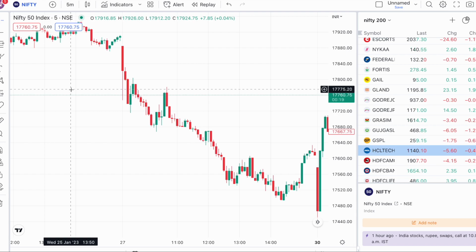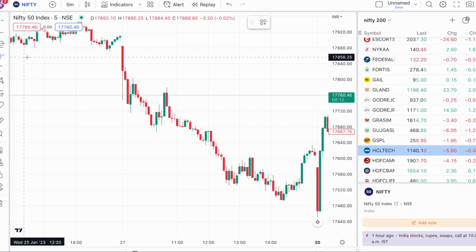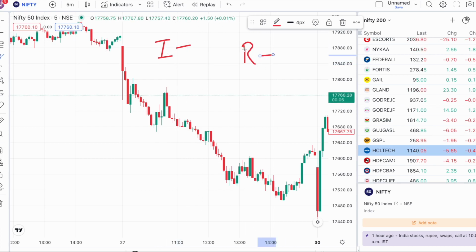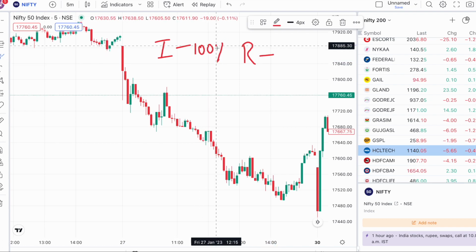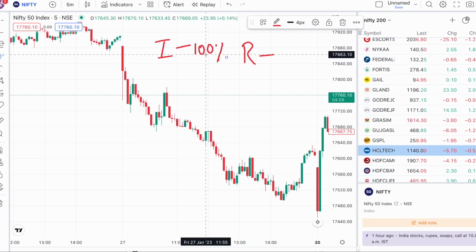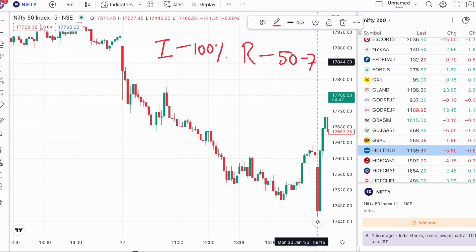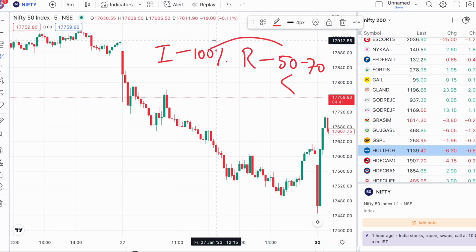Now we need to define more clearly what an impulsive move and a reactive move are. If the impulsive move is, let's say, 100%, I would say a move is a reactive move if it is 50 to 70% or even less of the impulsive move.